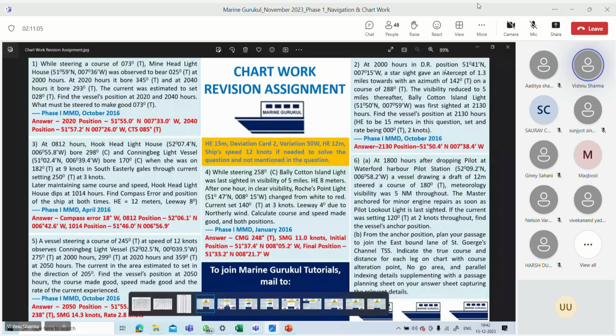Okay. What does the question give you at 1014? सर 10 में वो कह रहा है कि later maintaining same course and speed hook head light house dips at 1014. तो सर मैंने इसका एनआर और What do you get at 1014 is the question. सर अनदर पोजीशन. So when you have two position circles of different timings, what method are you supposed to use?